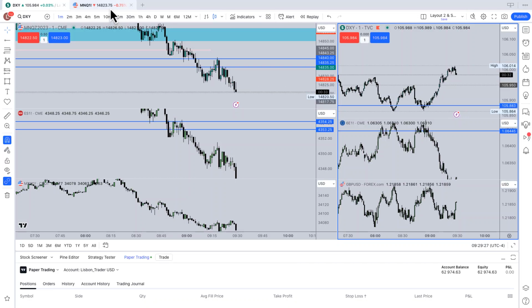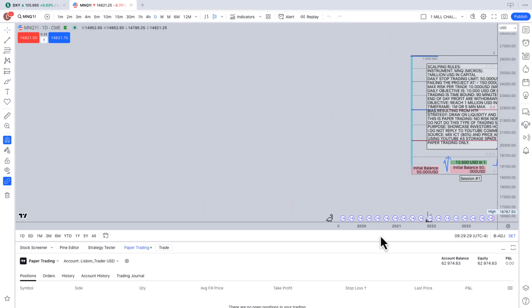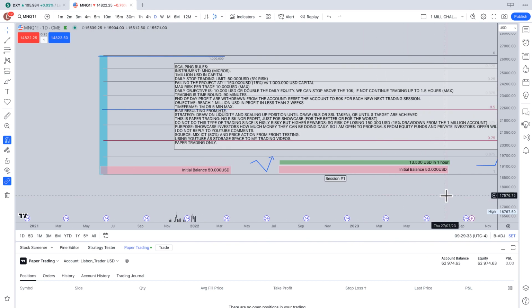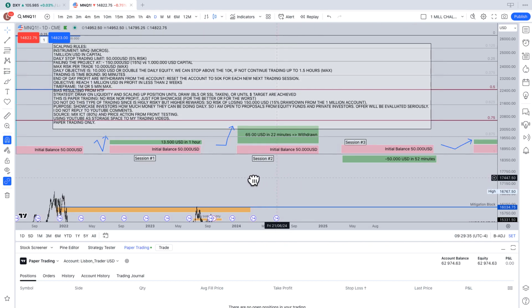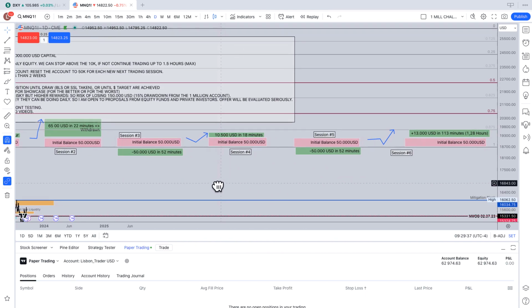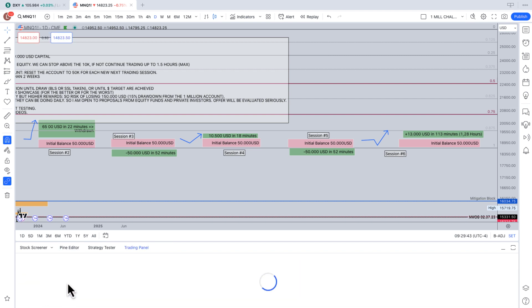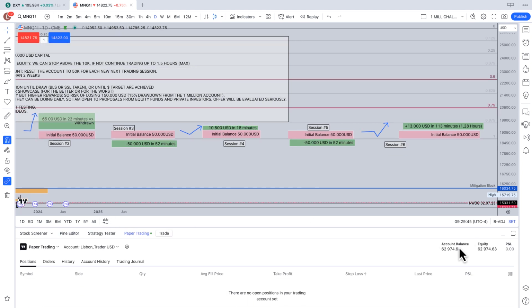So let's do some trading. We are about to open in 30 seconds. Current balance is 13 plus. So let's come here, and this is the balance. Let's put it to 0.